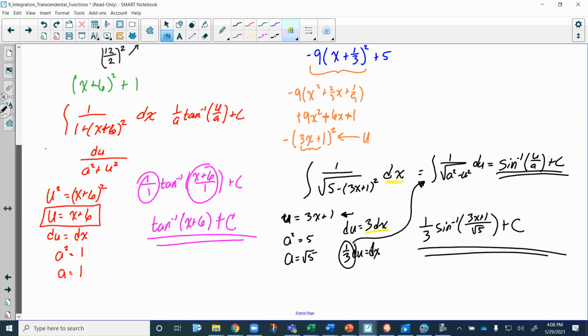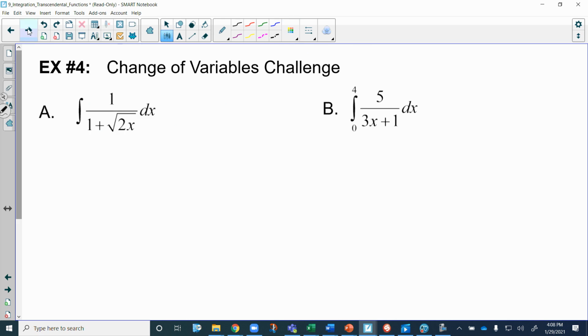So the last two examples, and I know we're getting long on time, and I sincerely apologize. I don't mean to make these videos excessively long, but we have plenty of examples to work through. And these last two examples are a bit of a challenge, and in fact, they're even telling you change of variables challenge.